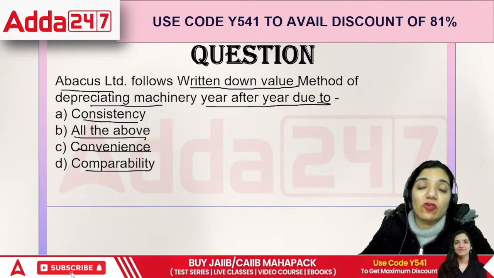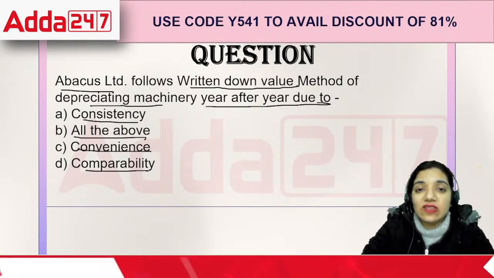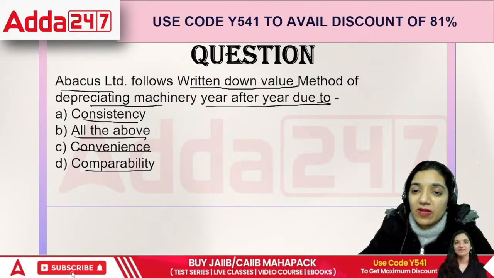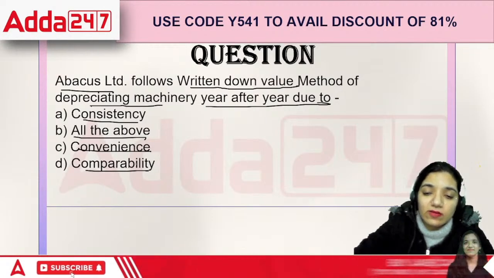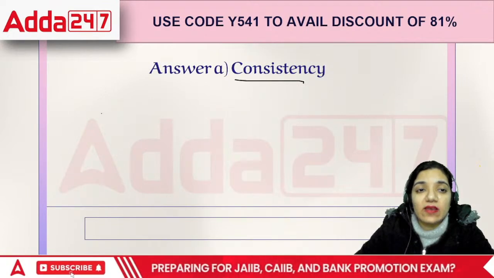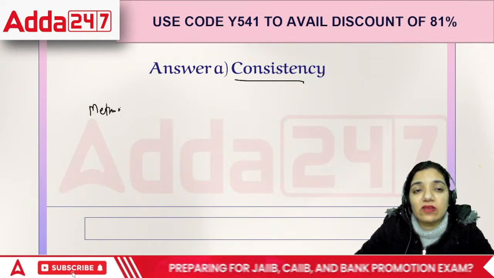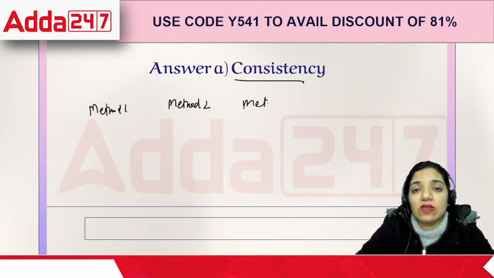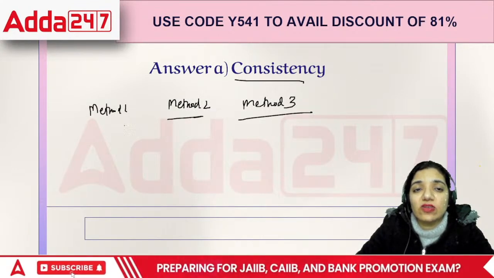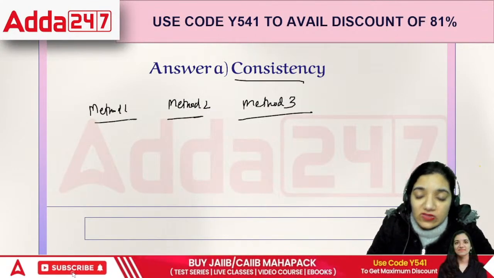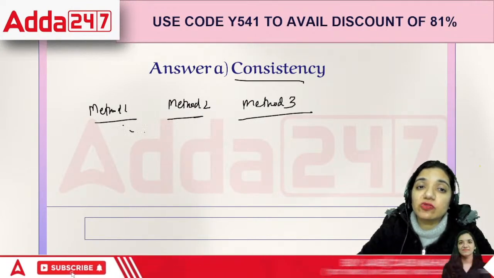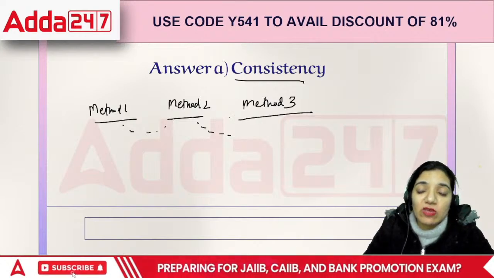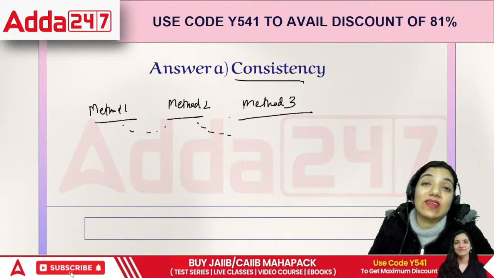Written down value method. An organization is following a specific method. That means they are sticking to that particular method. For what reason? Because of consistency, convenience, or comparability. The reason is consistency. Why? Because in year 1 they are using method 1, in year 2 they are using method 2, in year 3 they are using method 3. Is this really consistency? This is not consistency. Even if you switch from method 1 to method 2 and you continue with method 2, that is what we call consistency. If you keep on switching, then that is not consistency, and that makes it incomparable too.